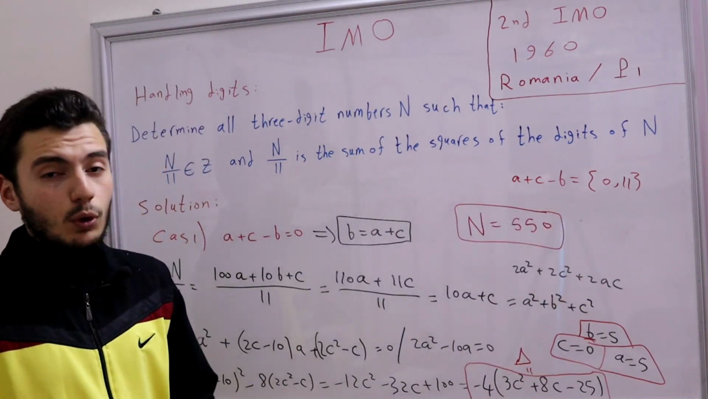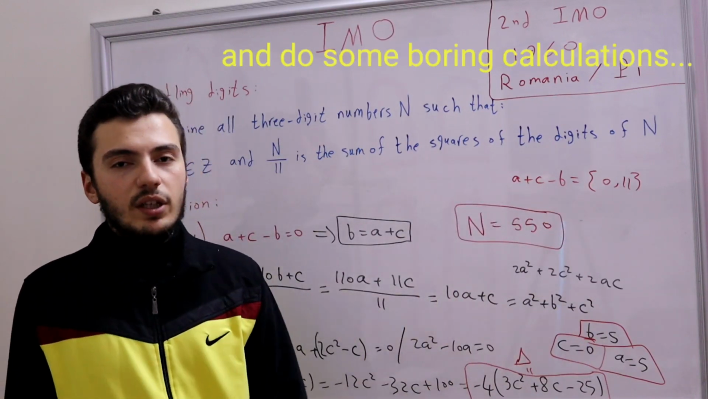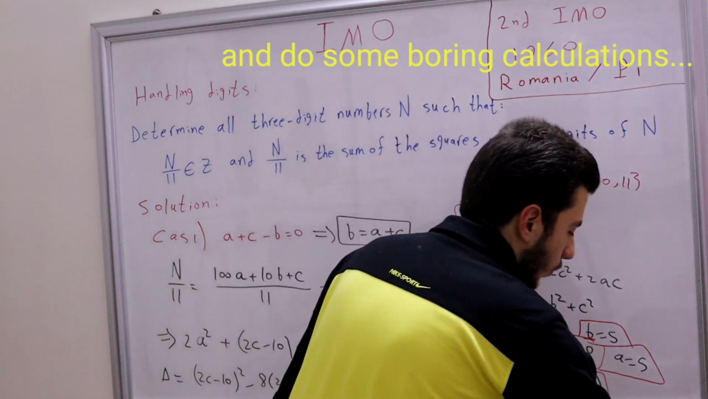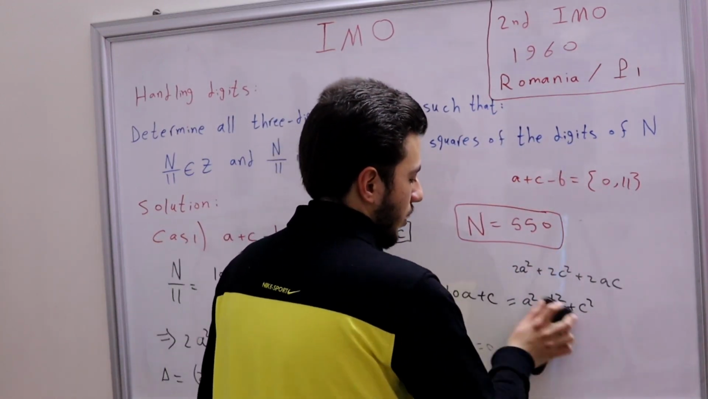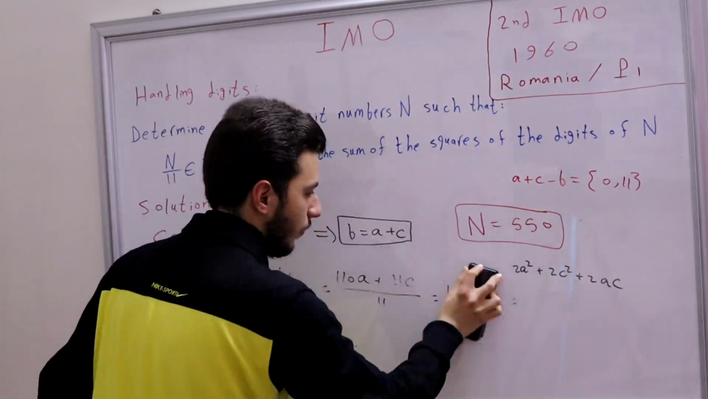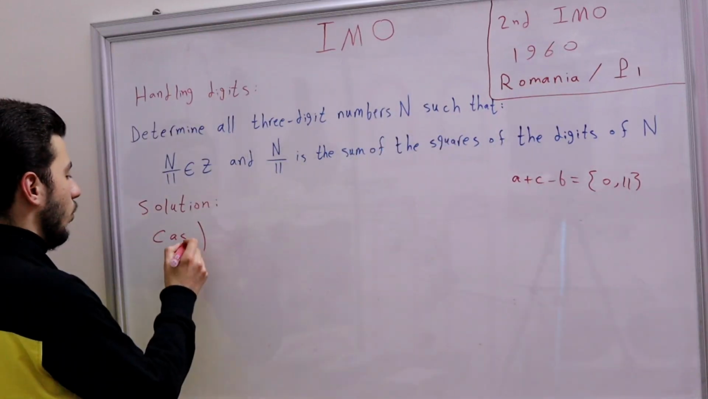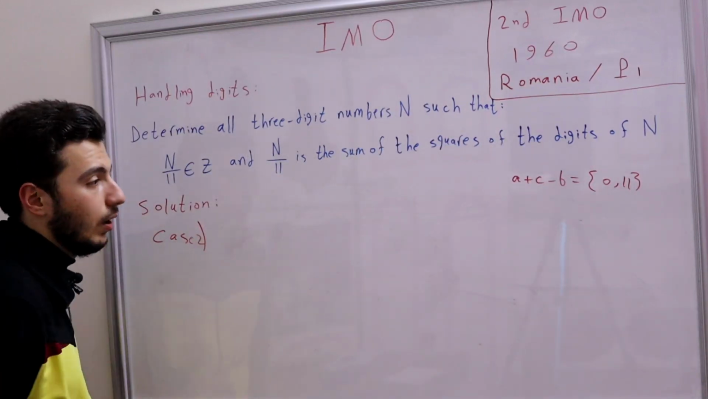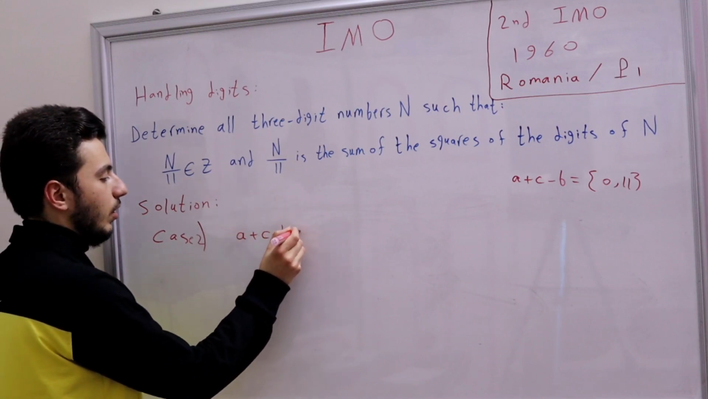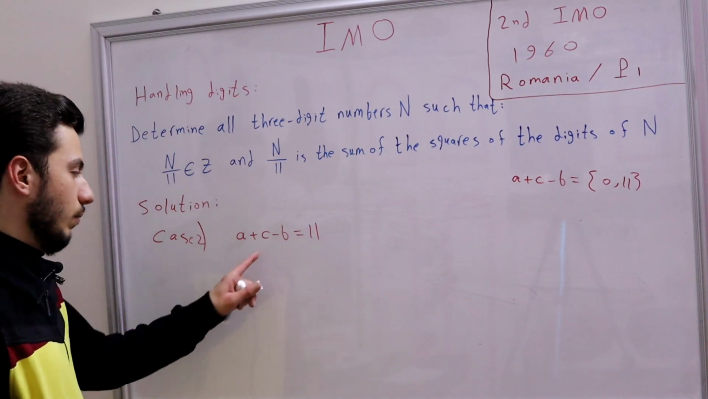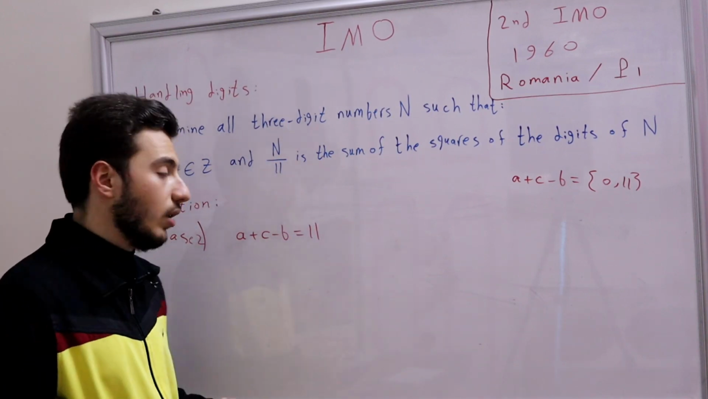This problem is a bit boring after you find this, because you just need to expand and do some delta. But luckily we'll just repeat the same process again, and hopefully we're going to solve the second case as well. So case 2: a plus c minus b equals 11. Okay, great. So actually we will repeat what we have done earlier again.